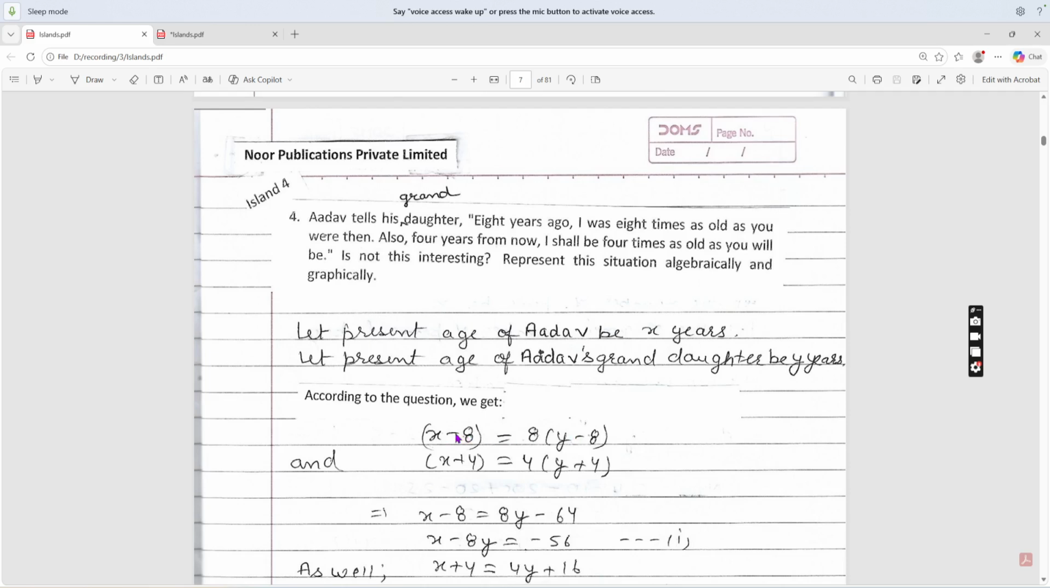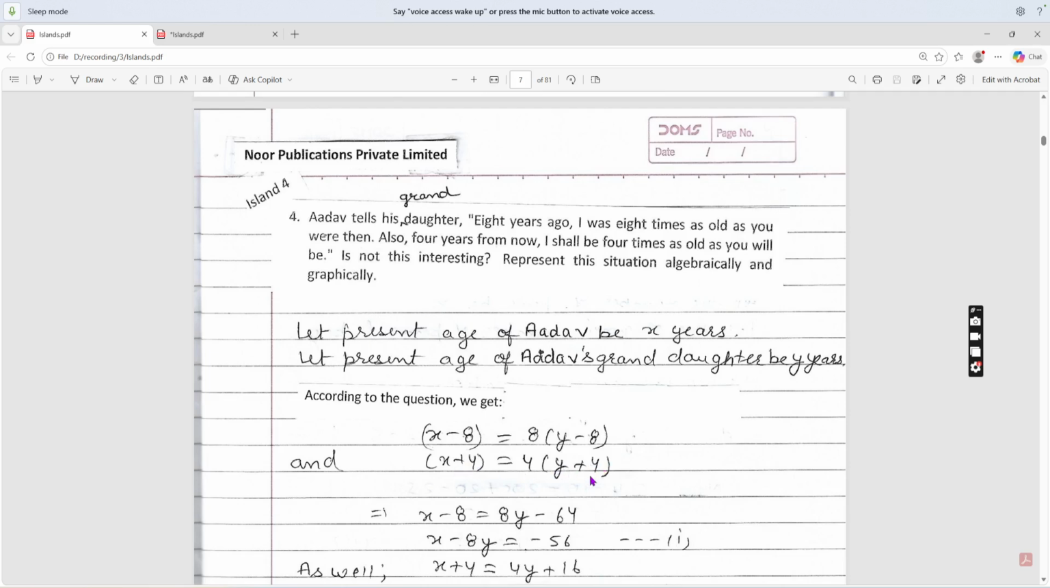Now there is a relationship between these. The age of Yadav would be 8 times, 8 times means 8 into y minus 8. Very simple. And now the next condition is given. I shall be 4 times as old as you will be. So who is I here? Yadav. And what is the present age of Yadav? That is x. So what would be his age after 4 years? That is x plus 4. And what would be the age of his granddaughter after 4 years? Again, it would be y plus 4.